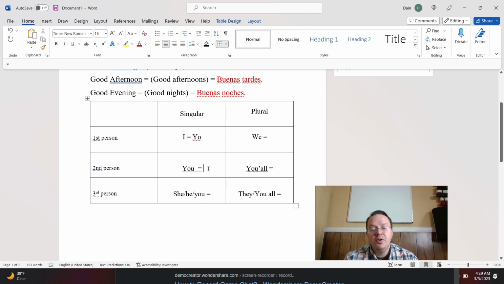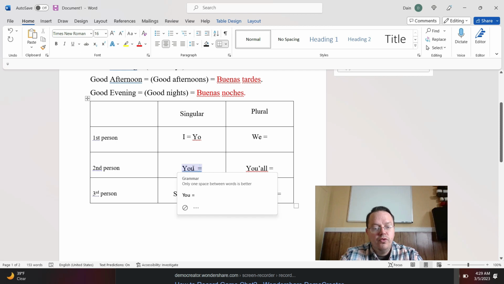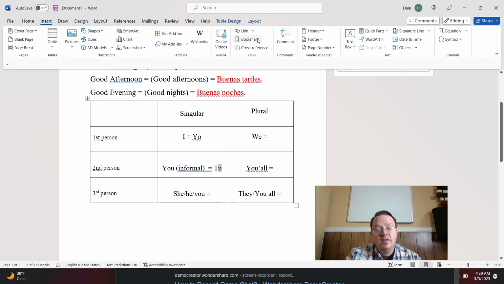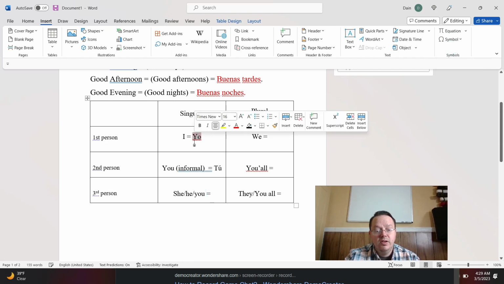Next, second person singular. ¿Cómo se dice you en español? Now this you is for informal. You use this one if you know the person very well, or if it's somebody like your brother or sister, depending on the context. So tú is tú.